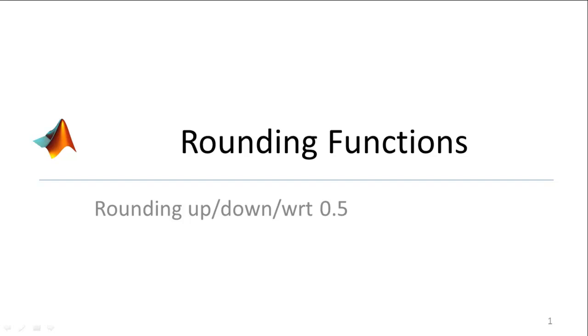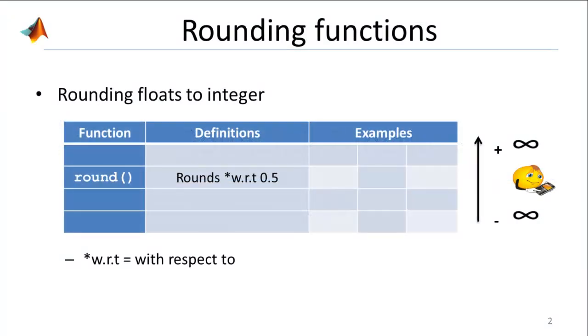In this tutorial, we will see about rounding functions. The first one is round. It rounds with respect to 0.5. So what does it do when the numbers are below 0.5, exactly 0.5, or even negative?